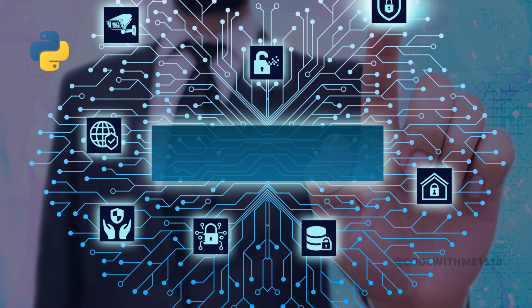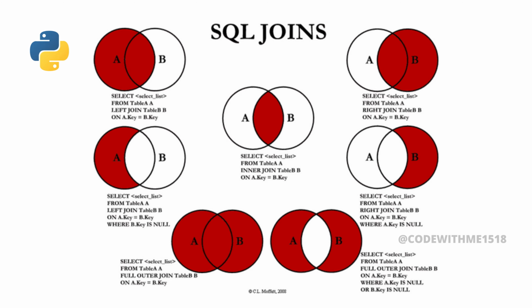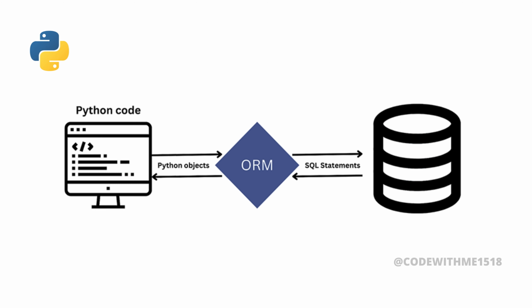Advanced querying lets you pull precisely the data you need from your database. Whether you're working with simple filters or complex joins, SQLAlchemy's ORM capabilities make it straightforward.